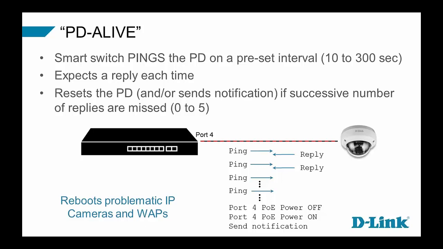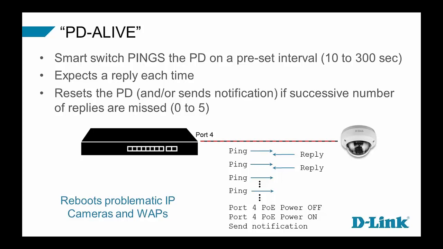Basically what we're doing here is rebooting a problematic IP camera or a wireless access point that's not responding to pings anymore. So in the example here on the lower right, we see a ping, there's a reply, another ping, there's a reply, a third ping, no reply. 30 seconds later, we try again.